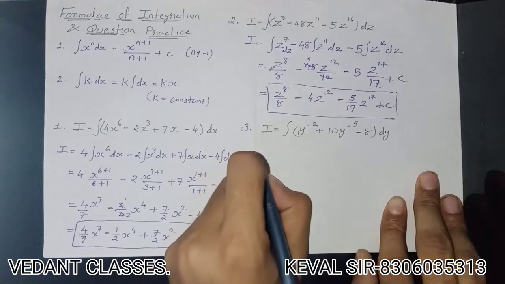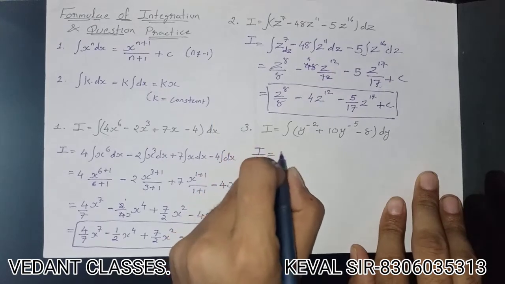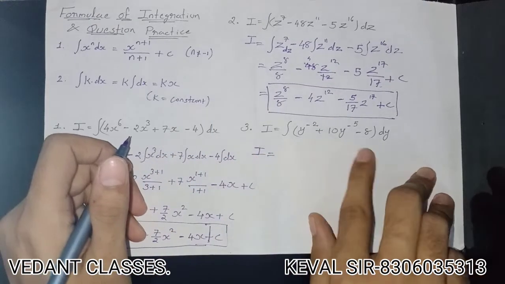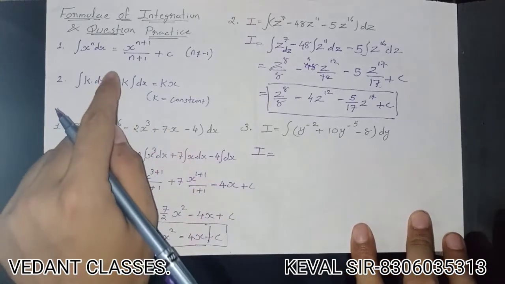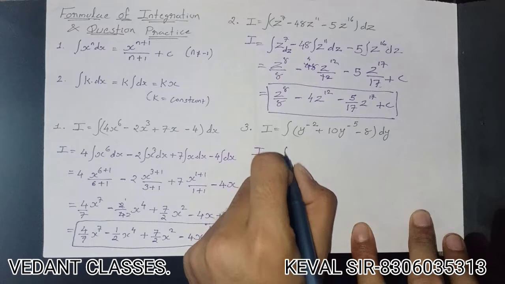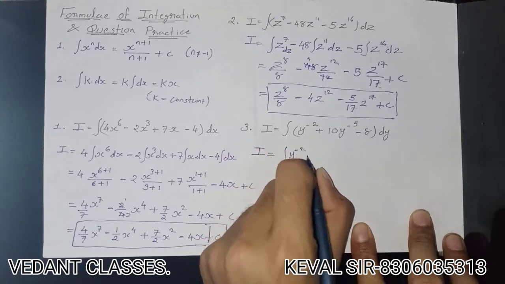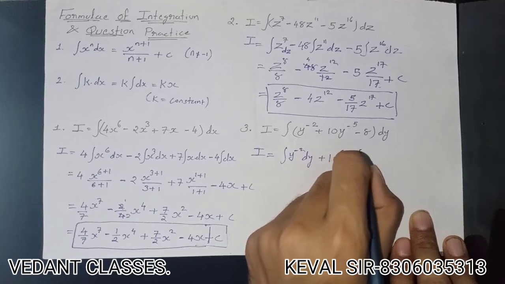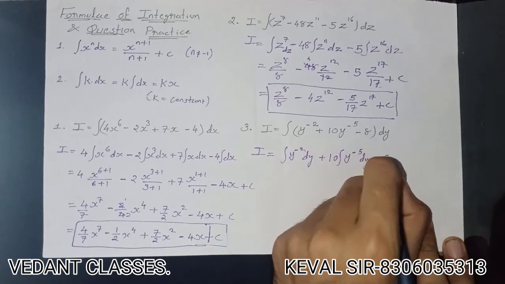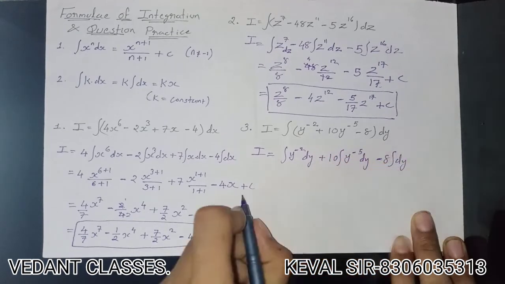Let's see the next one. This will be I. Now here you can see the power is negative, so don't bother about it, you just need to apply the rule. So this will be integration of y raised to minus 2 dy, plus 10 integration of y raised to minus 5 dy, minus 8 integration of dy.